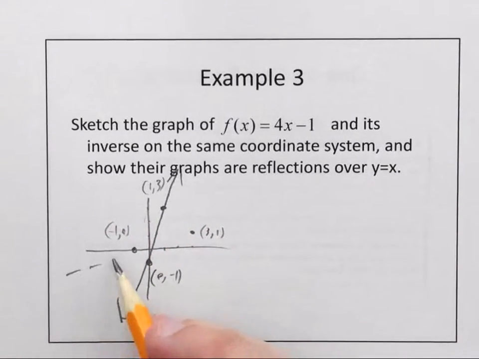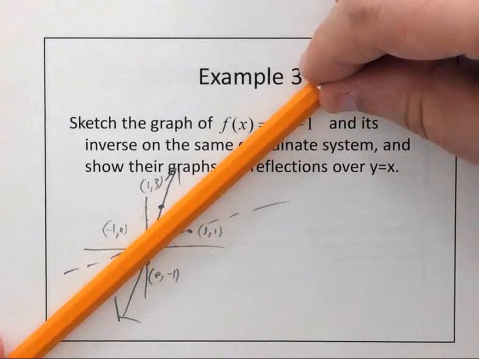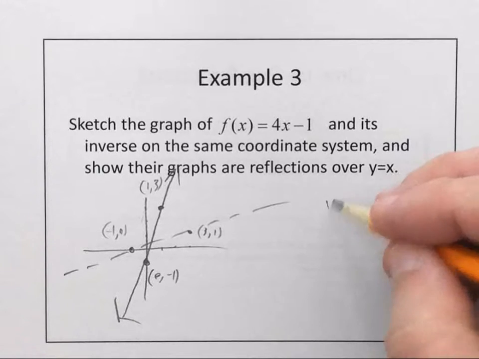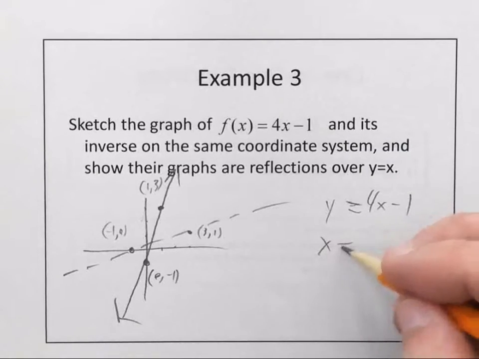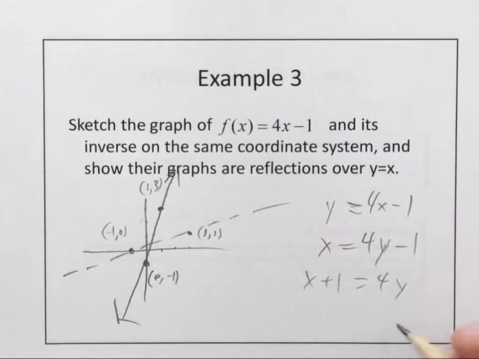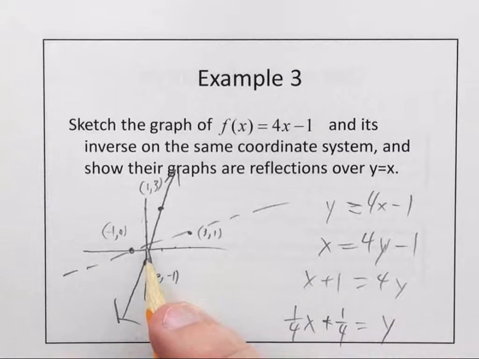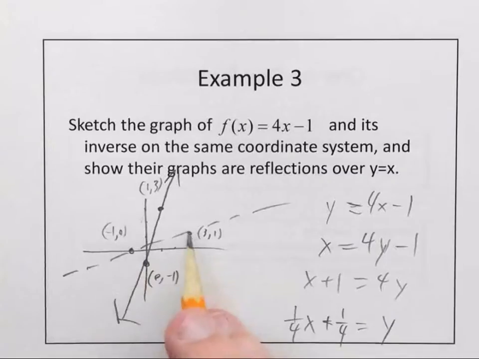So when I draw that one, you can kind of see visually that they're reflected over that line, y equals x. Now if you want to actually solve for the equation, y equals 4x minus 1, change to x and y's, swap them, and solve for the new y. So x plus 1 equals 4y, and y equals 1/4 x plus 1/4. It looks to be about a y-intercept of a quarter or so, and your slope is up 1/4. So it works.